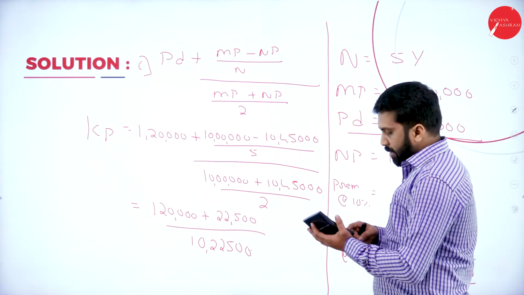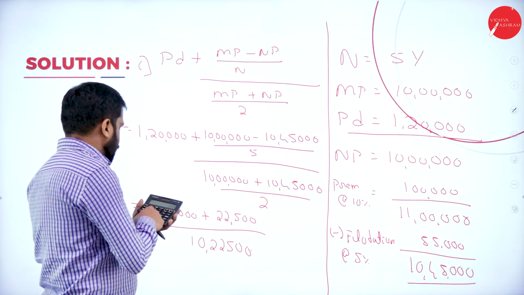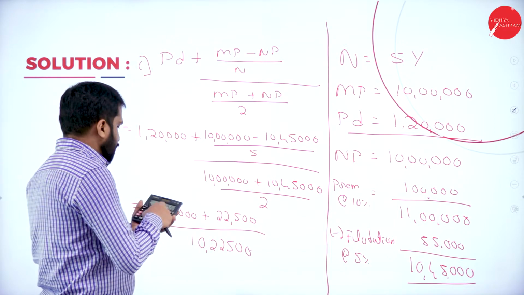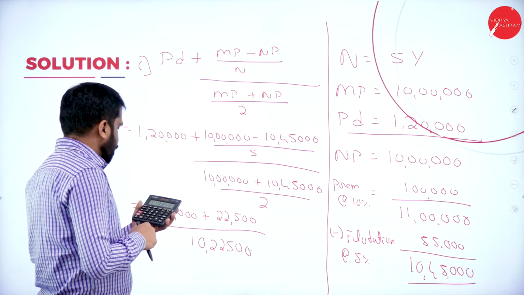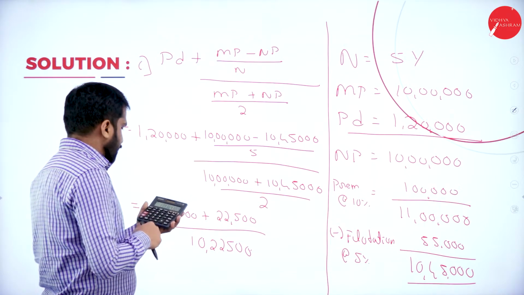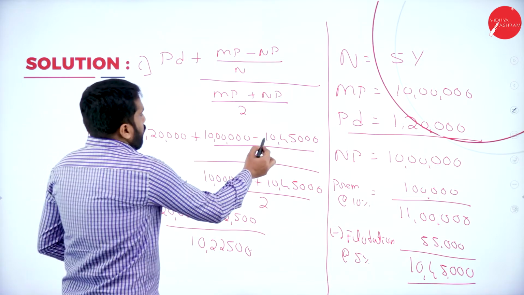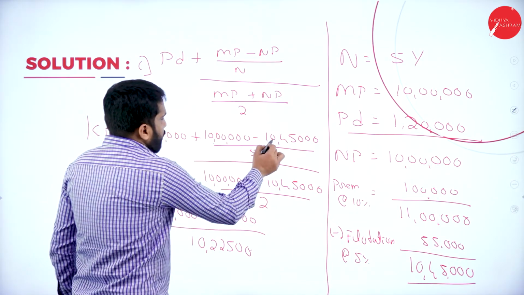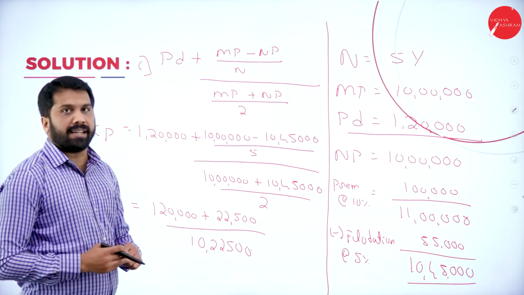Now, what is the answer you will get? So in this, what happens? Your answer is around 1,20,000 plus 22,500. So 1,42,500 divided by 10,22,500, into 100. Yeah. So here what happens? Your 10 lakh is less. Your net proceeds are higher than this one.